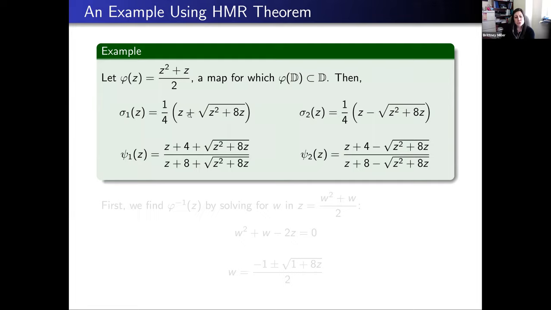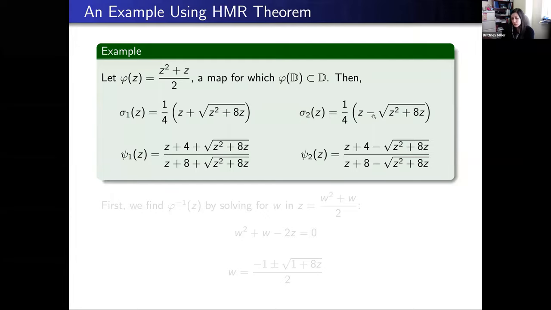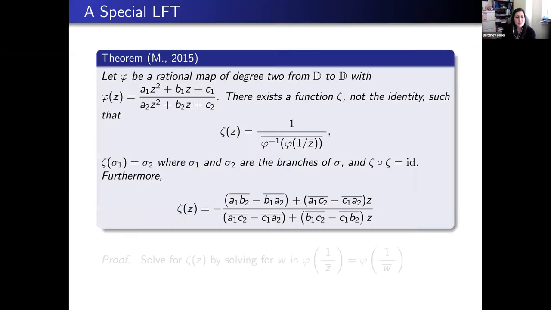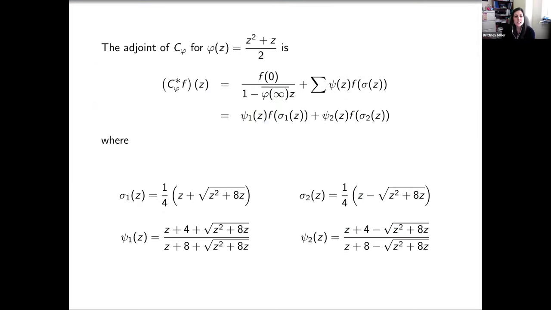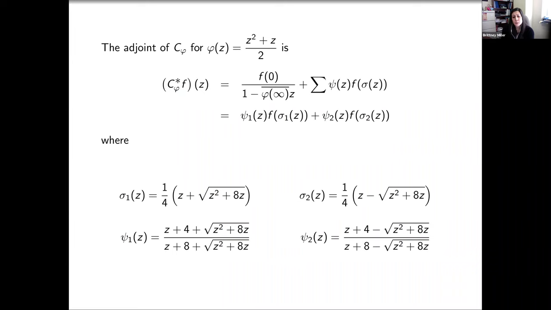And so again, we get two different branches here and we'll just call them sigma one and sigma two. I think unsurprisingly, one has the positive square root and one has the negative square root. And then again, psi one is going to be z times sigma one prime over sigma one, and then similarly for psi two. And these are the functions that we get. And I won't bore you with all these details of how to actually find those things, but we can work through those computationally. But the point is that we can find these, but I still don't think it's necessarily clear how we can use those to find the kernel of C phi star.